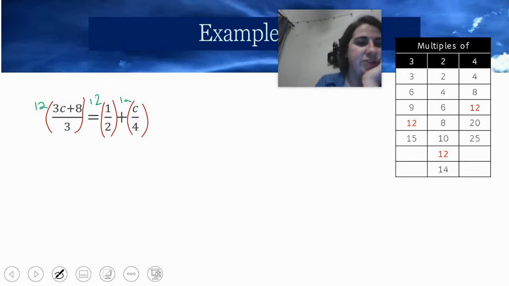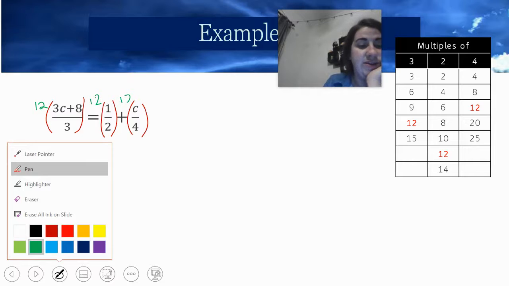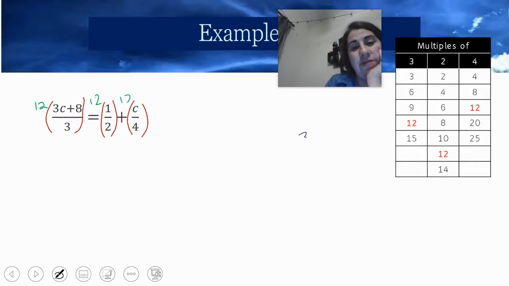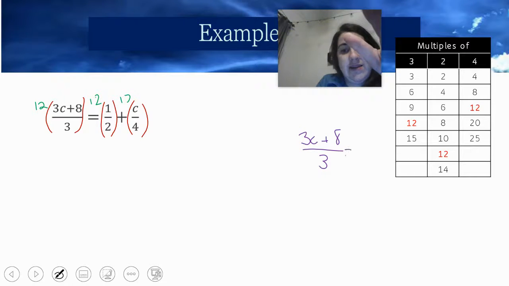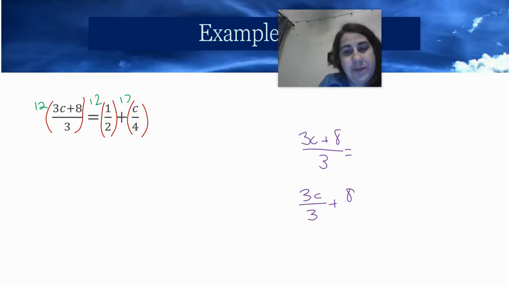Okay, here's a tricky thing, and I'm going to have some off to the side work to show you guys what I mean. So this term here, 3c plus 8 over 3, is actually 2 terms. We can separate that into 2. We can rewrite this. This is the same thing as 3c over 3 plus 8 over 3.